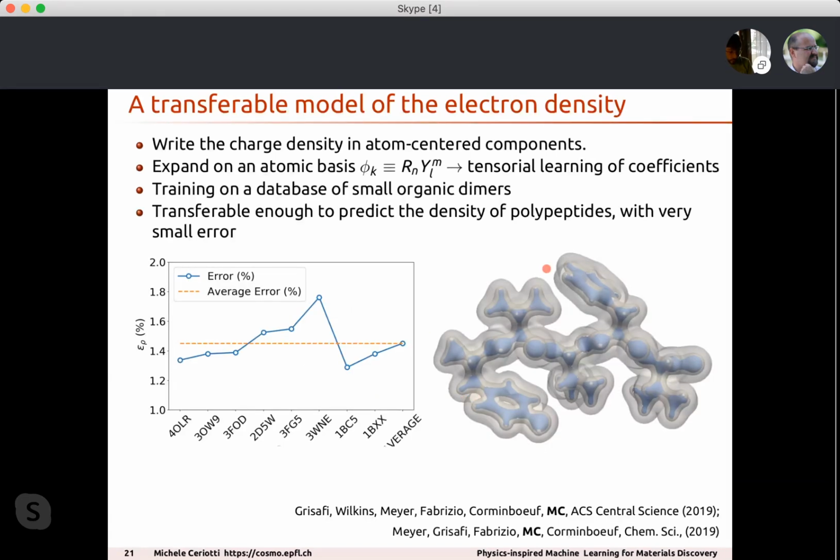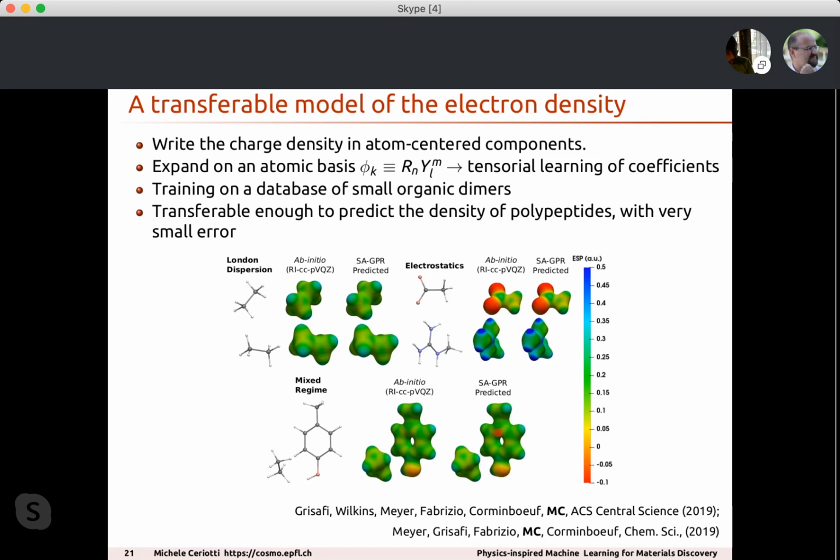And if you do this, you can train only on small organic dimers and still be able to make predictions for the charge density of large protein molecules. Clémence Cormier-Boeuf and her team have been able to apply this to ubiquitin, which is a small but reasonably sized molecule. And once you get the density, the interest is that you can use it, for instance, to compute the electrostatic potential and a lot of other observables that depend directly on the density.